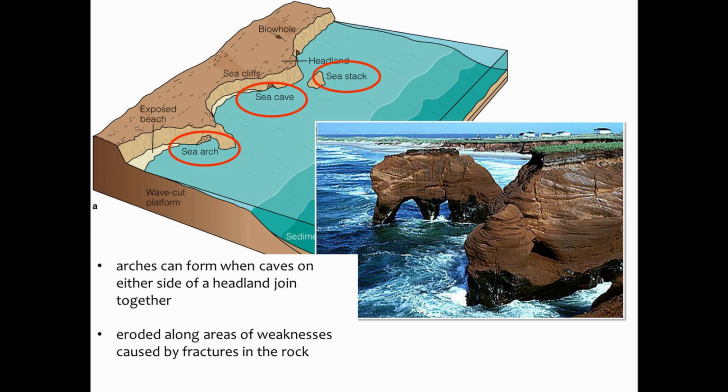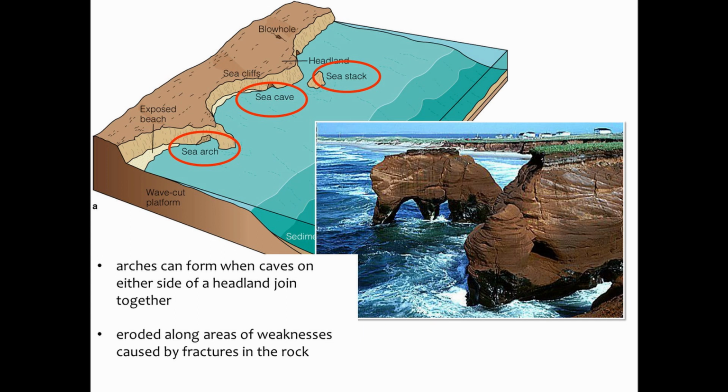A lot of erosion, a lot of weathering is going along, especially along areas of weakness caused by fractures in the rock or by what we call bedding planes in the rock. Those are the lines you see in the rock that are either horizontal or dip slightly in the horizontal sense, and you get the creation of sea arches.